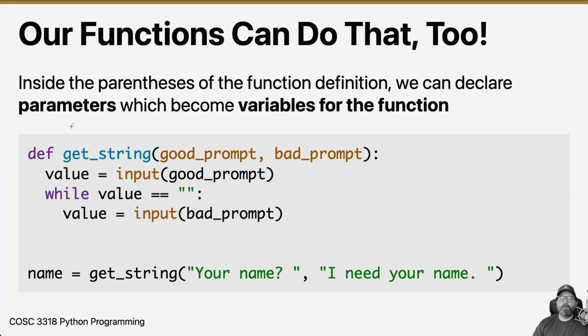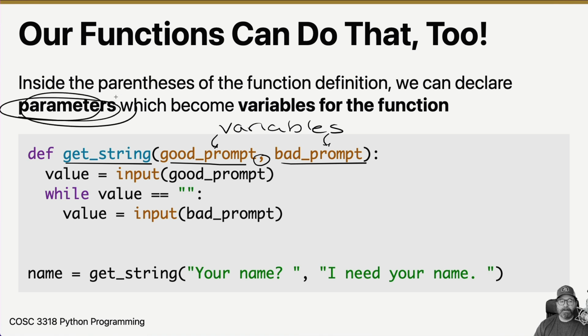So our functions can also take values. Here we can pass in two different values. It's just a comma separated list. And these values here become variables. These are variables for the function to use. These things are called parameters. Good prompt is a parameter. Bad prompt is a parameter. Those are the names of the variables for this function.